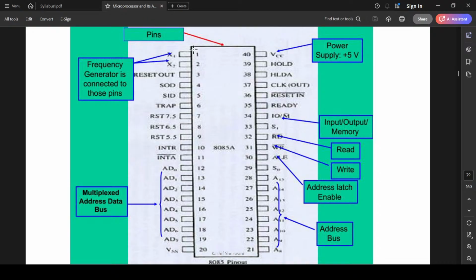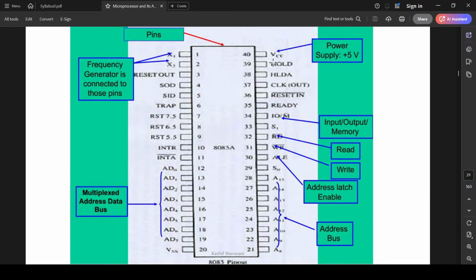The first are X1 and X2, so let's write frequency generator. Then reset out, SOD, SID, TRAP, RST 7.5, 6.5, 5.5, INTR, INTA. We are going to study all these.